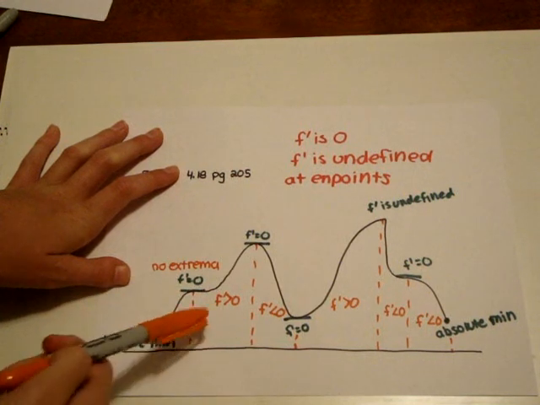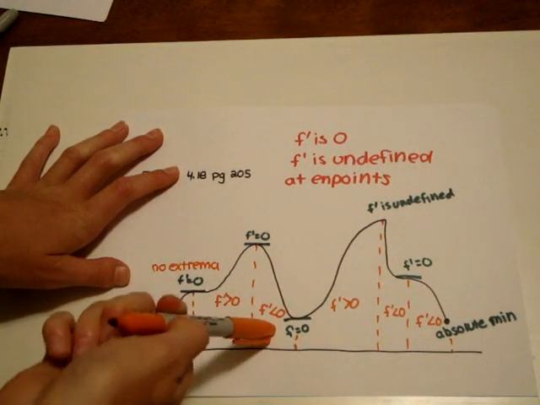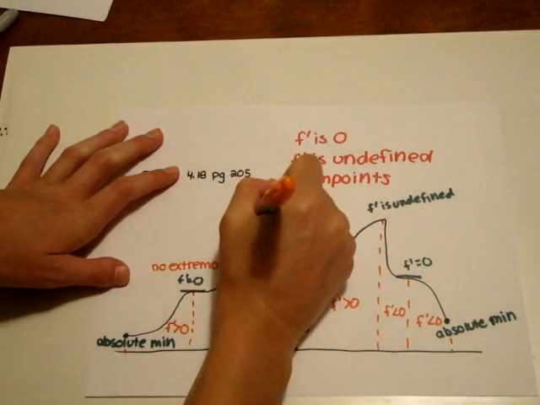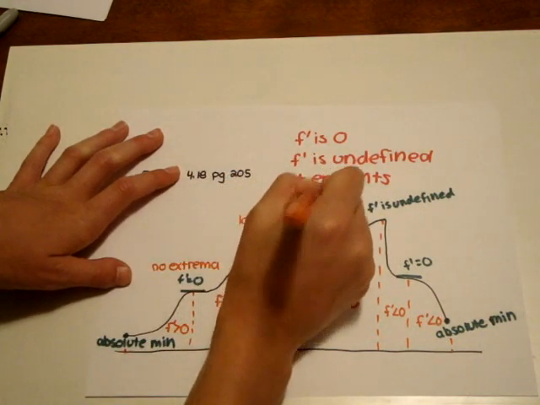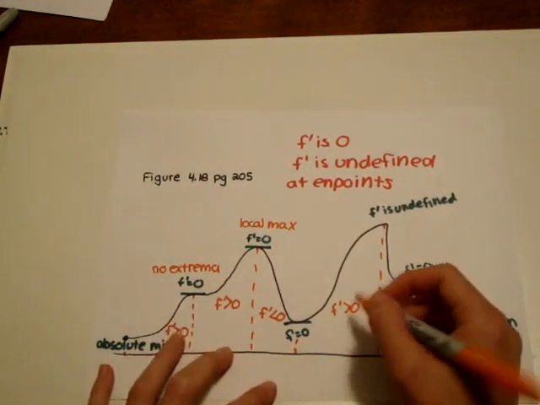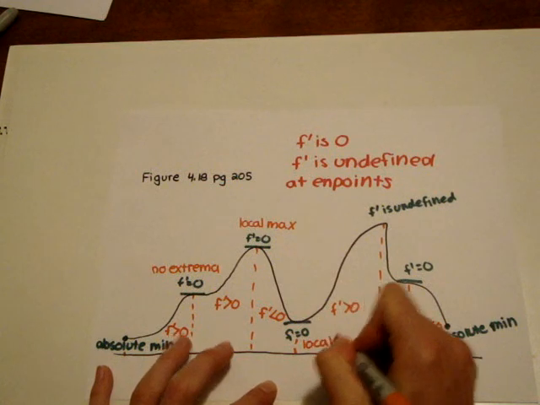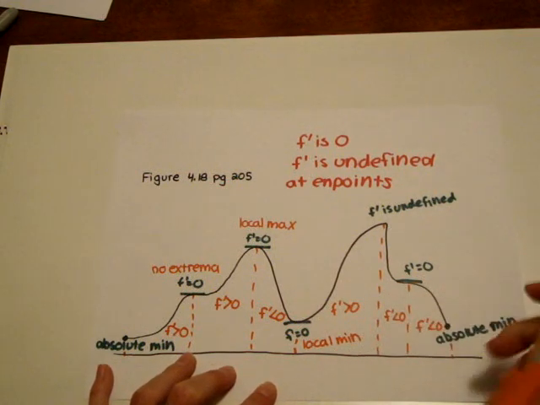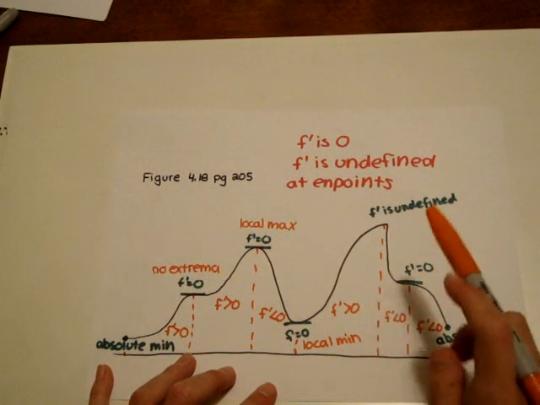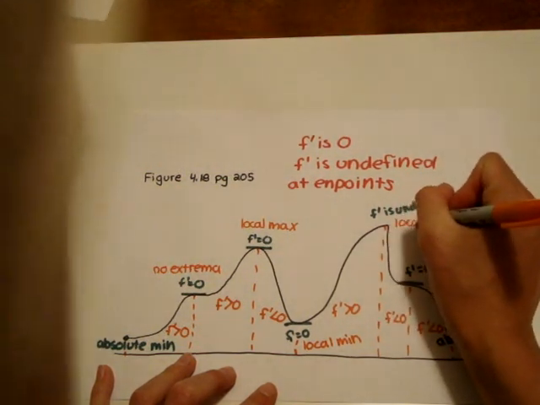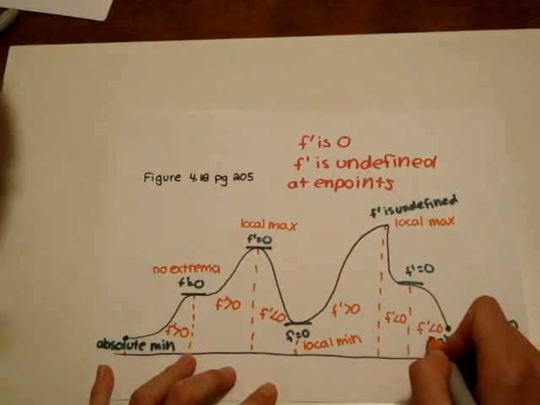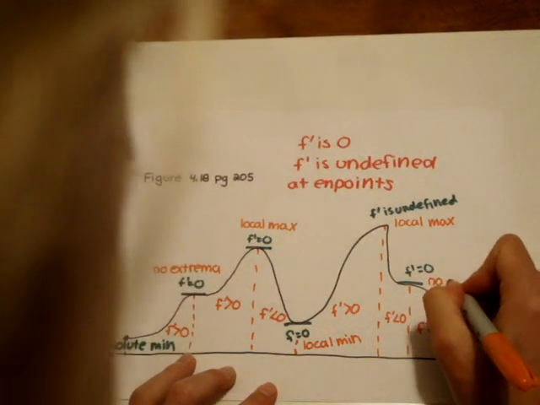Here we have positive, increasing, and then negative, less than 0. So we have a local max. Here we also have a sign change. We have less than 0, greater than 0. So we have a local min. Here we have greater than 0, then less than 0, so we have a local max. Here we have less than 0, so no extrema.